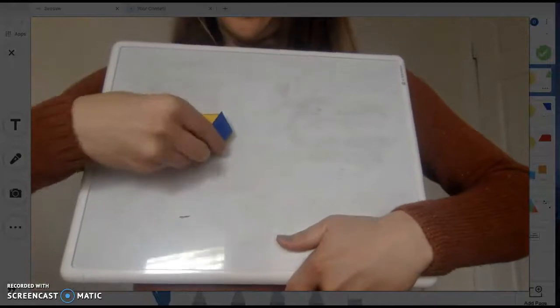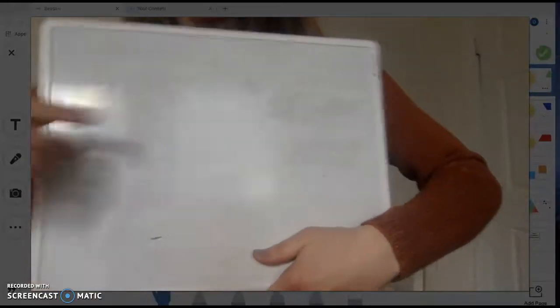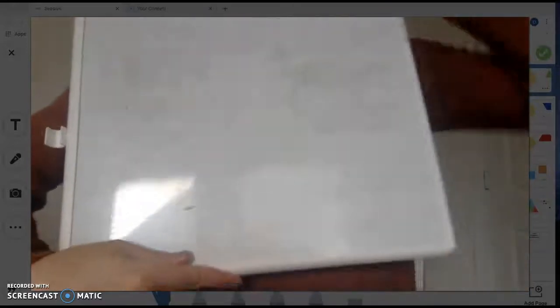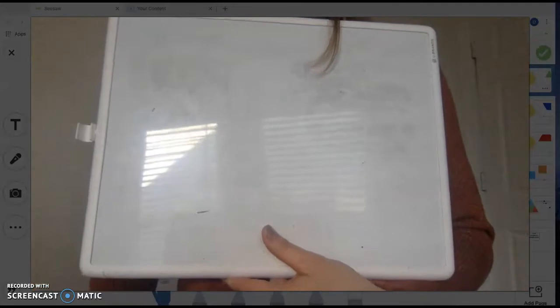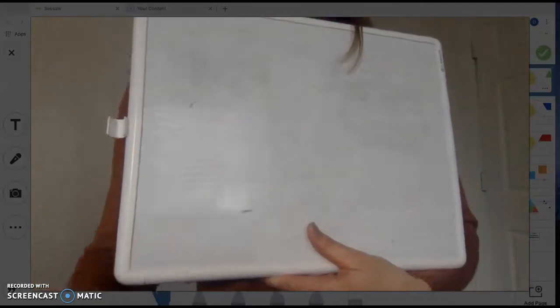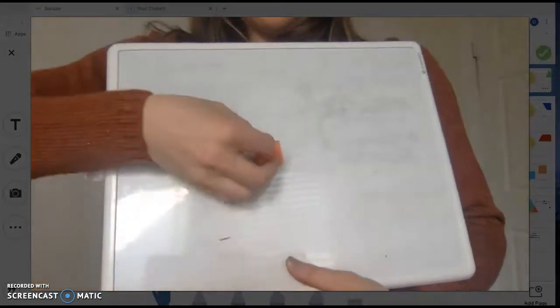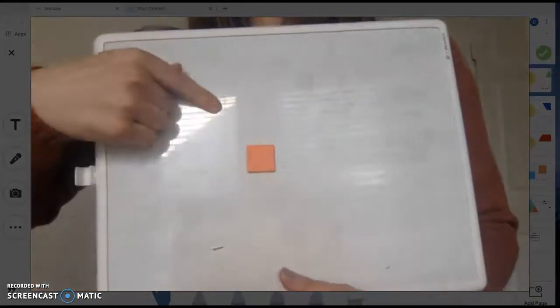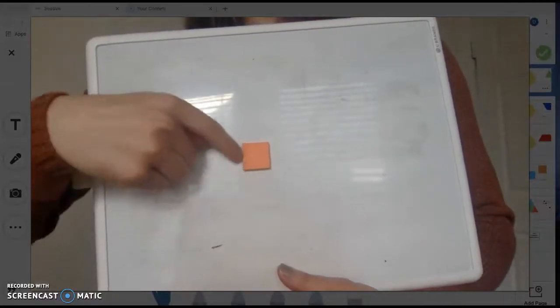Now let's try to make a triangle, or I'm sorry, a rectangle. Can you think of any shapes that will help me make a rectangle? What about if I used a square? Does that look like a rectangle? It's not, because all sides are equal.